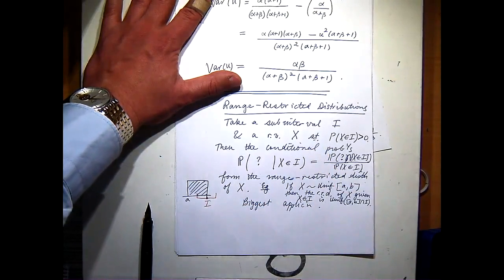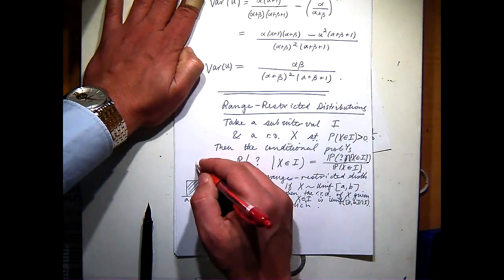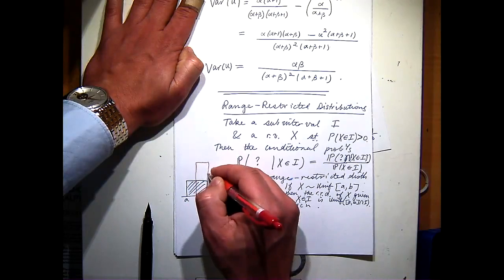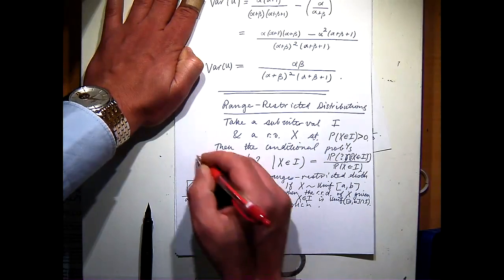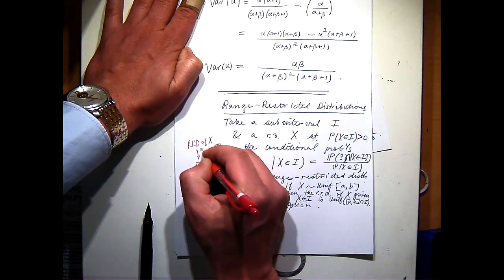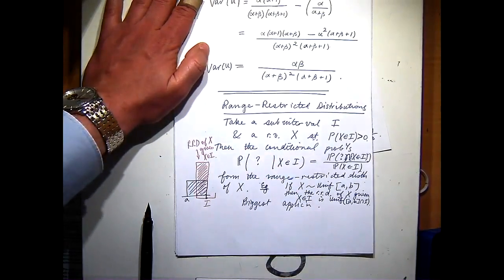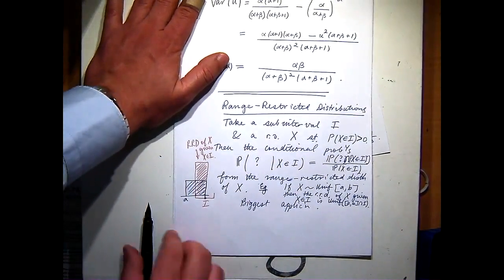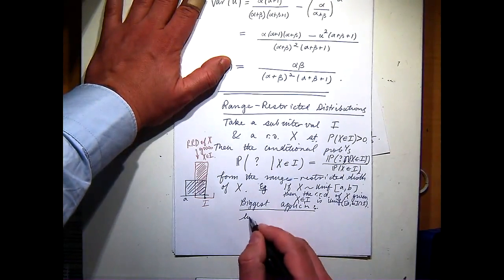The range restricted distribution will be nothing other than a higher density, because it's been restricted to a lower range. So I'm plotting the density plots in this case. That is the density of x given x is in an interval I. Now, I think this is not a super useful concept. The main use of it is something we already talked about, the biggest application, the loss of memory property.